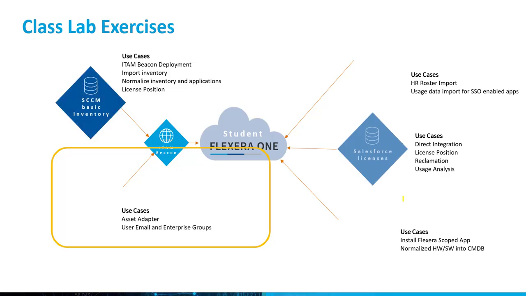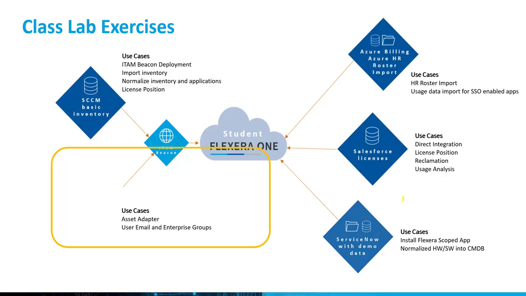In our lab, we've got a couple of use cases. One is to create an asset adapter. Again, these are really simple. We're just going to use a CSV file and we'll map that asset CSV file into the asset table in Flexera One. And then we'll do the same thing with a little bit more complex use case.